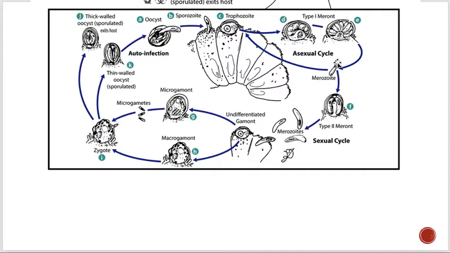Now, these merozoites, they are released. Okay, so this is the type 1 meront and this is the type 2 meront, and simply this type 2 meront will be released in the intestine. You can see this one is released. So the merozoites will be released from the intestines, or from the lumen.